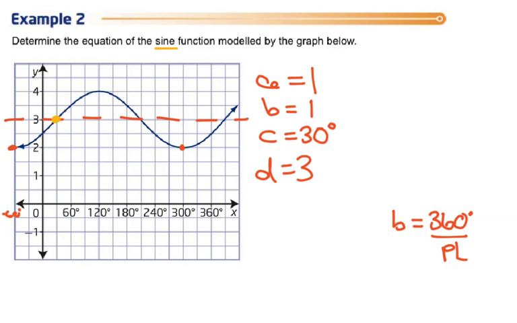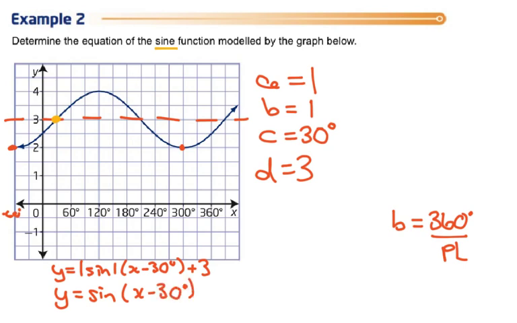The equation of this is y equals 1 sine of 1 x minus 30 plus 3. Now in this case, the 1's are not necessary because they're multiplied, so we can just call this y equals sine of x minus 30 plus 3.